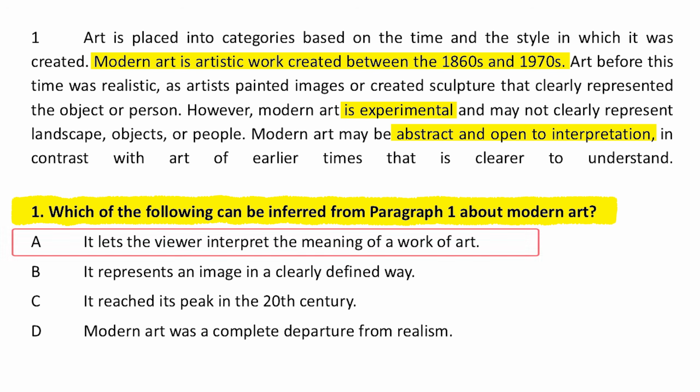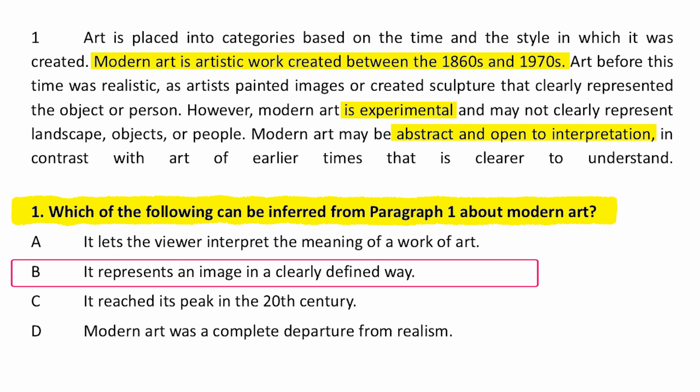A says, it lets the viewer interpret the meaning of a work of art. The passage says that modern art may be abstract and open to interpretation. That's your clue. If something is open to interpretation, it means viewers can look at the same piece and come up with different meanings. The artist isn't saying this is exactly what you should see. So yes, we can definitely infer that modern art allows the viewer to interpret the meaning of the work. So A is correct. Now, let's check out why the other answer choices are incorrect.